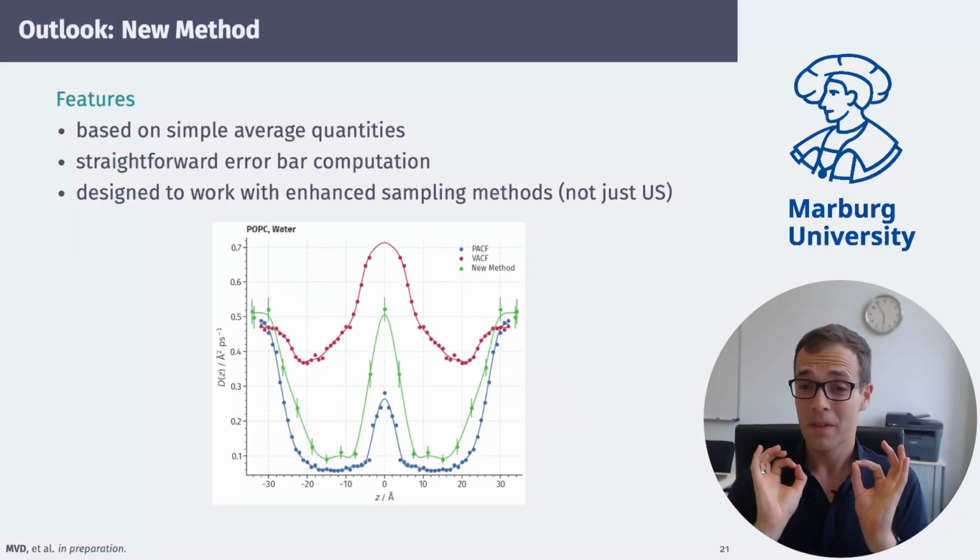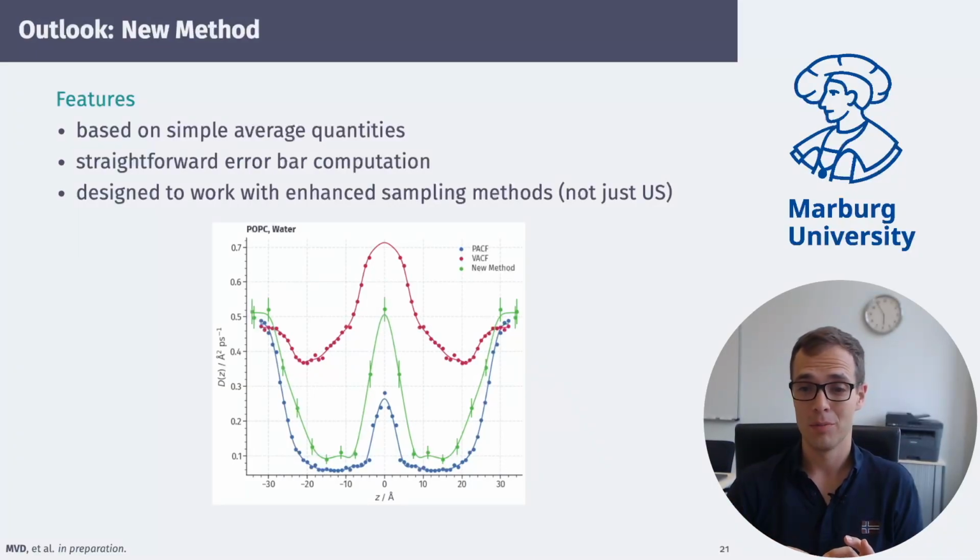Now, we are this close to having a new method, and I'm including some unpublished results here, which attempt to solve all of the issues that I just described. So it's very simple and robust. It's based on a computation of mean quantities. We have a straightforward way for estimating uncertainties, which I think is very important. And it is designed by construction to work with enhanced sampling methods that are not just umbrella sampling.